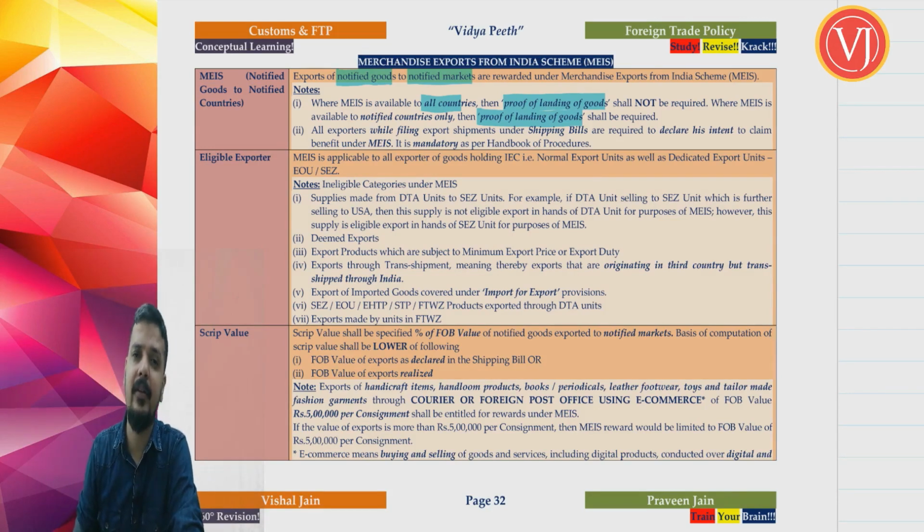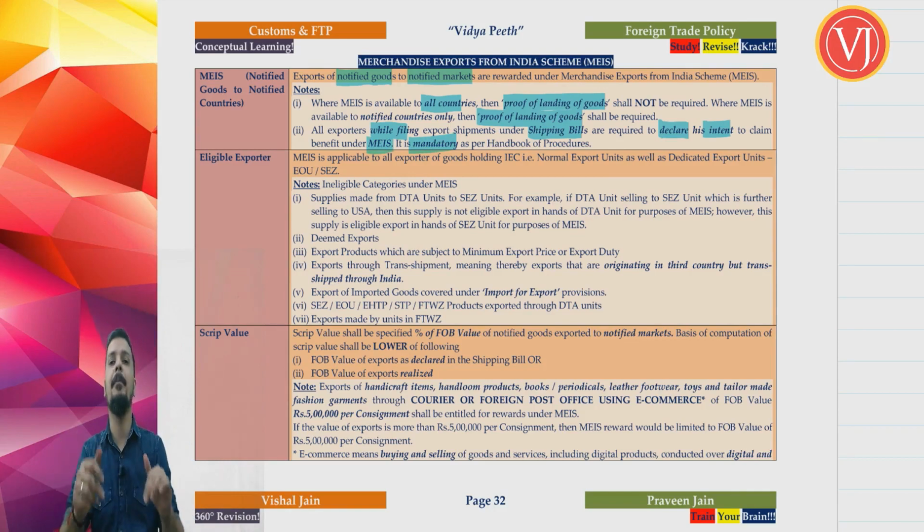And as already discussed, you should tell that you want MEIS script at the time of export, at the time of filing your shipping bill. At the time of filing your shipping bill or bill of export, you should declare your intent to claim MEIS, and it is mandatory, because it is not annual basis, it is shipment basis. So nothing new. All these points we have already covered.